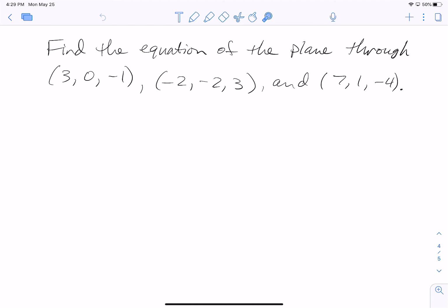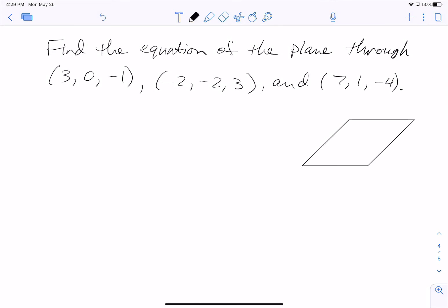As you may know, 3 points define a plane, and here we're going to find the equation of the plane through 3 points. They are (3, 0, -1), (-2, -2, 3), and (7, 1, -4). Let's put together a brief visual here. How are we going to use 3 points to come up with the equation of a plane?